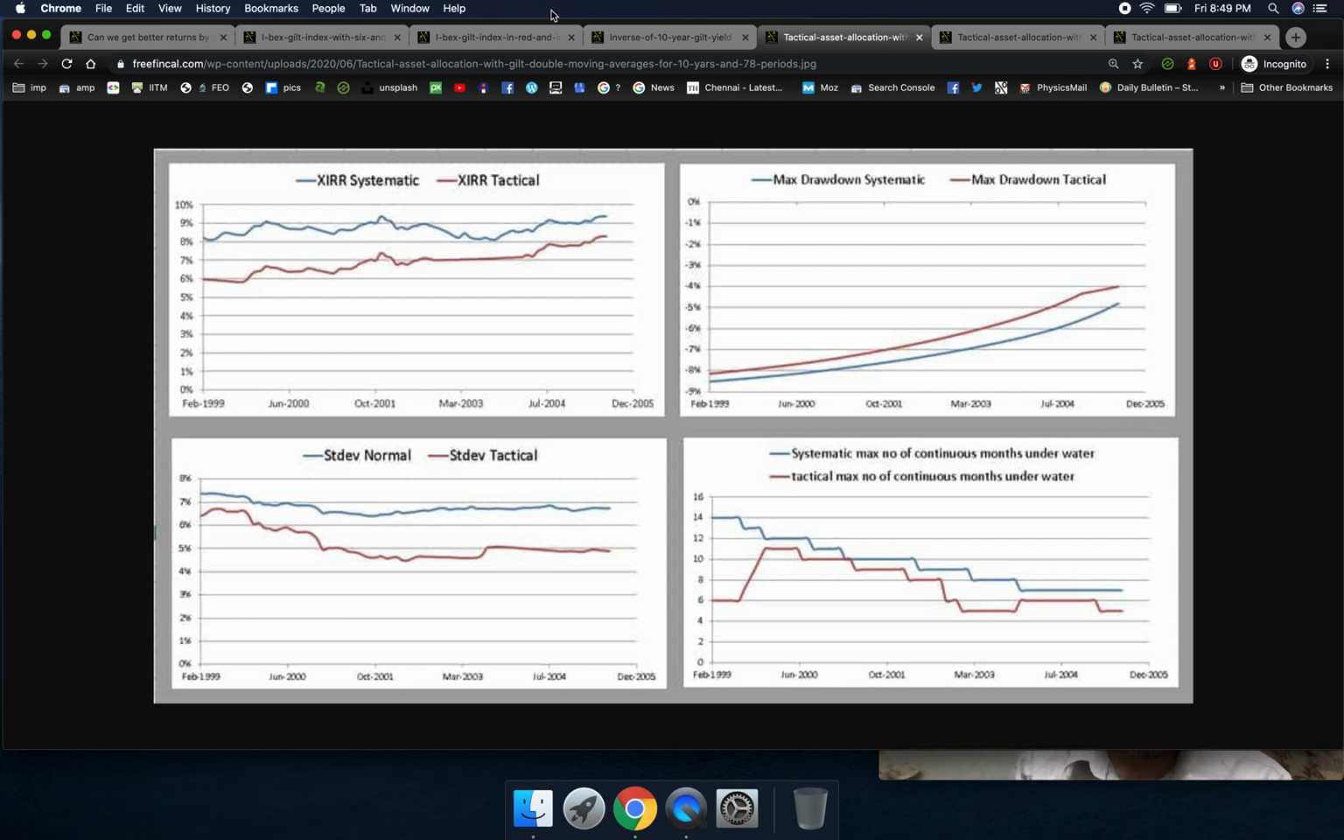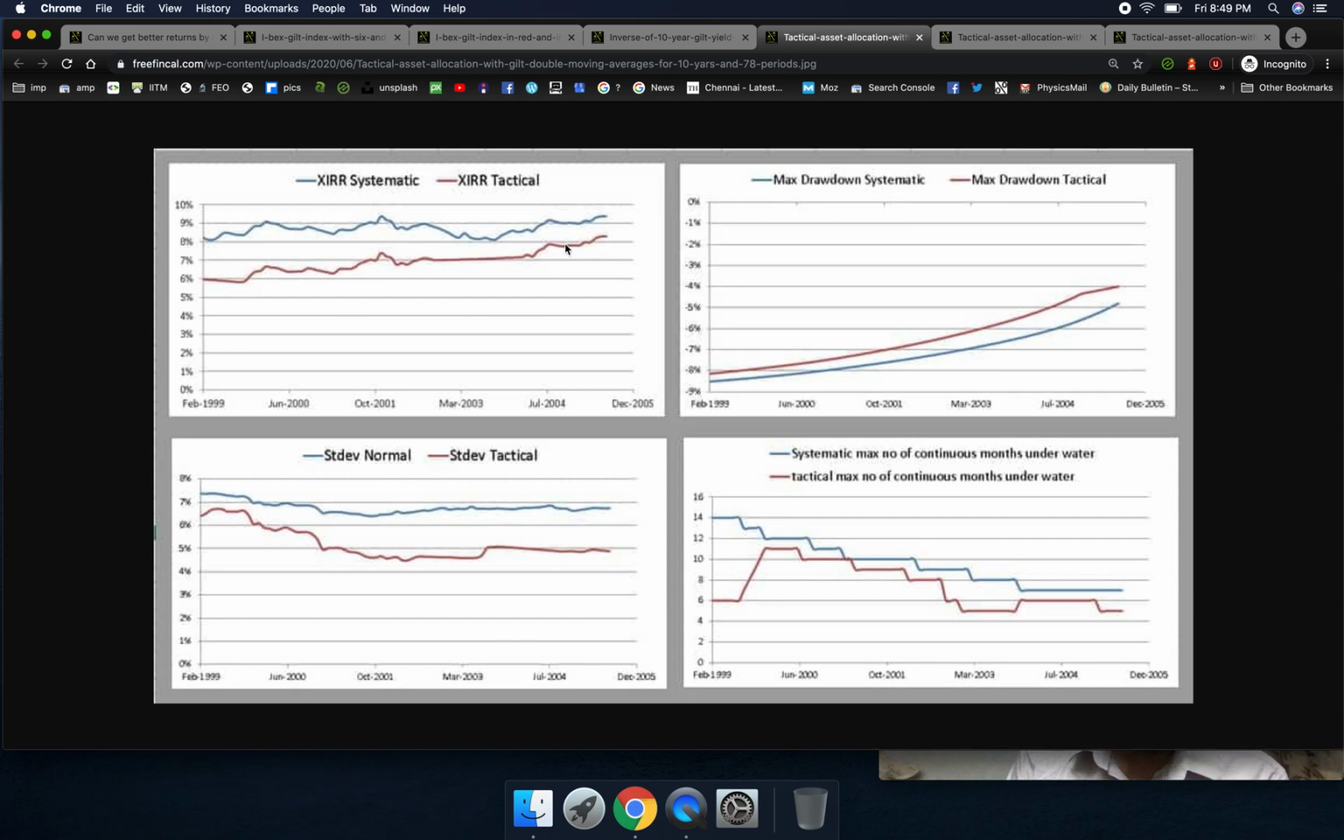No, this is over 15-year periods, excuse me. And we have about 78 data points here. You can see, if I use the method of 6-month moving average and 12-month moving average, the systematic SIP in a gilt, that's the top blue line here, the XIRR of the systematic approach is always greater than the XIRR of the tactical approach.